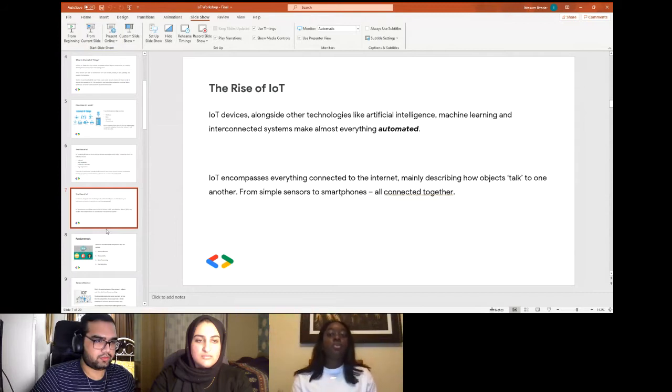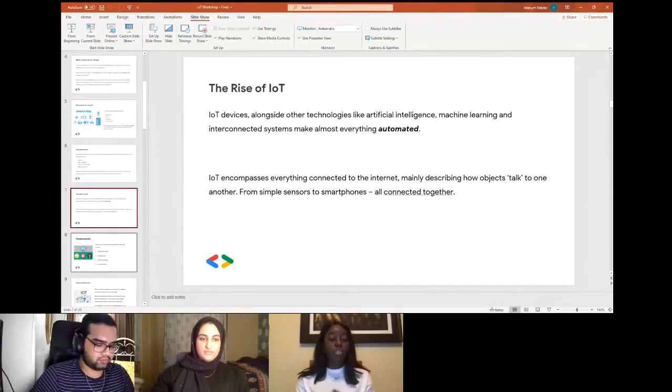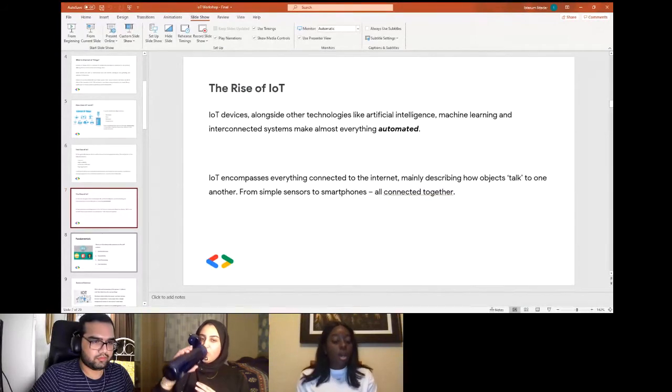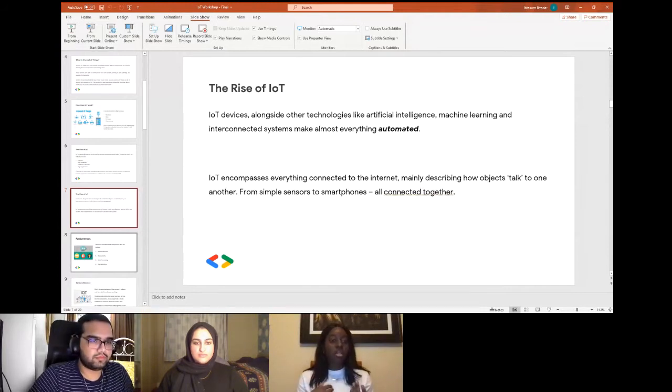Yeah. So the rise in IoT has also led to the entanglement of artificial intelligence and interconnected devices, which is making almost everything in the world automated. Apart from that, IoT essentially encompasses anything or everything that's connected to the internet and mainly discusses how objects are able to talk to one another. This is the sharing of information, or the communication that's done between different objects. This can happen from simple sensors to smartphones and just basically makes our world more connected. So essentially, IoT is becoming the new norm in our world.